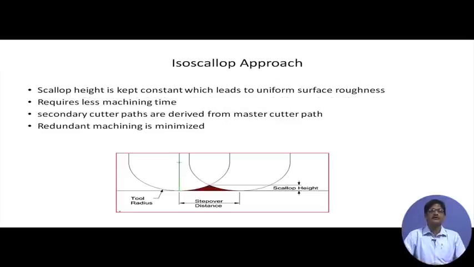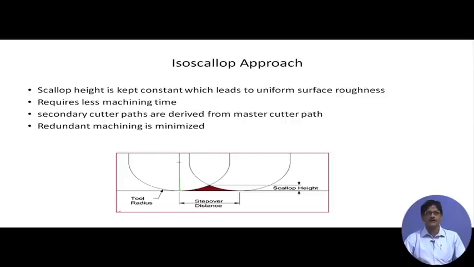To start with, we have already finished the discussion on iso parametric machining and iso planar machining. We have discussed in detail the forward step calculation for iso planar machining, and today we will be taking up the last part, iso scallop machining, which produces equal height of roughness scallops all through the surface.